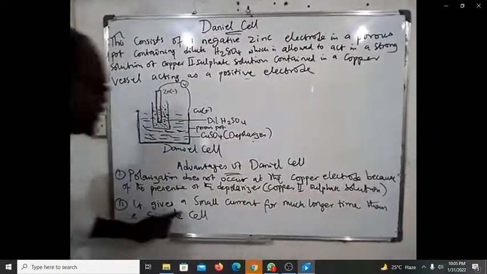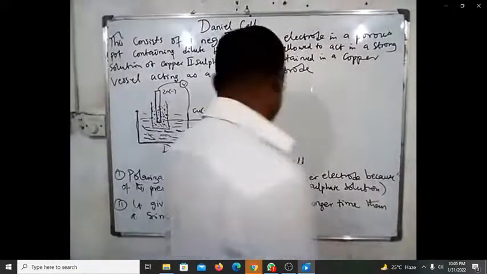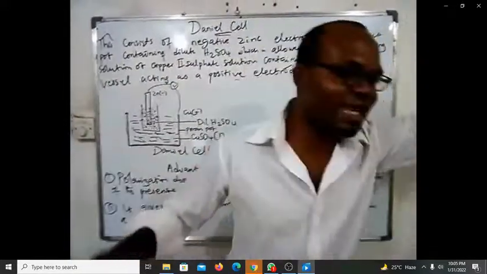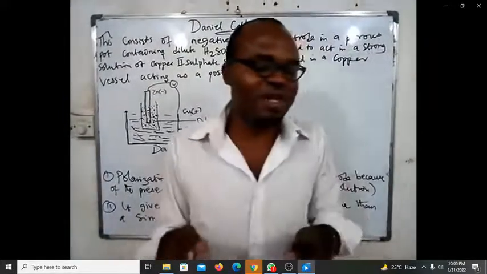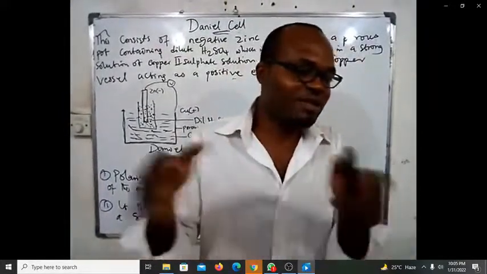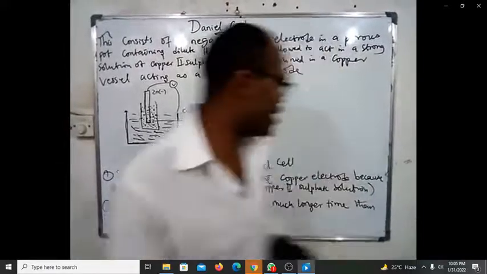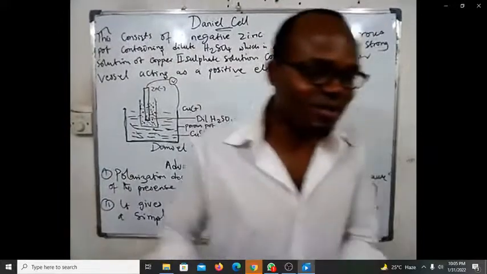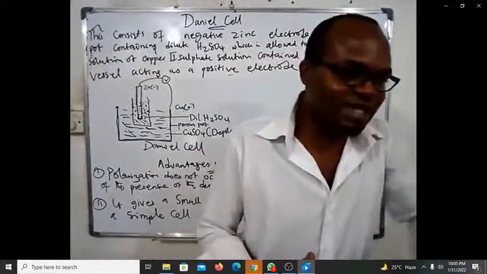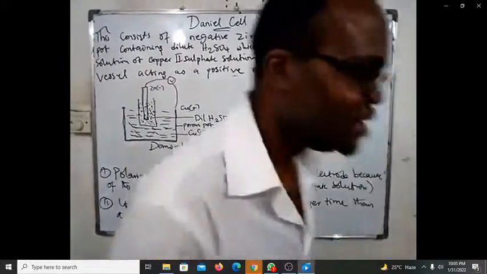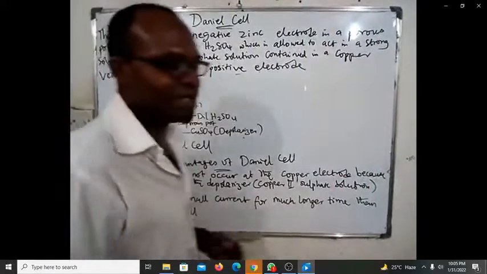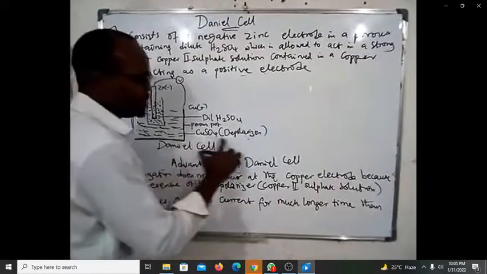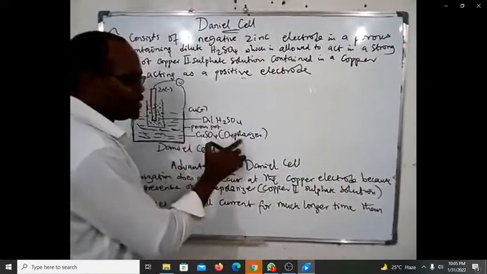Number two, it gives a small current for much longer time than the simple cell. Because if there is polarization, in a short time the battery will stop working. Is it not? But here, there is a depolarizer, so there is no polarization. So the battery lasts for a longer time. Is that clear? If you compare this to the simple cell that we did yesterday, this one has an advantage simply because of the copper 2 sulfate depolarizer that prevents polarization.